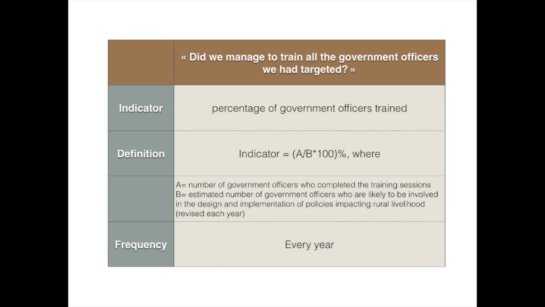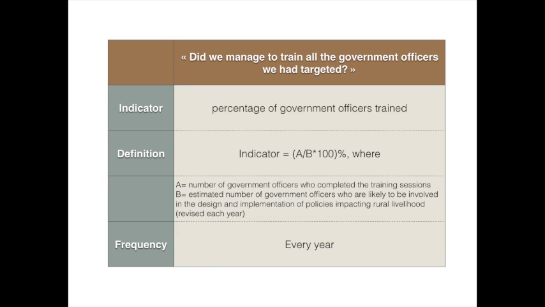The first thing that you will notice is that every indicator is answering an M&E question. So in this case, did we manage to train all the government officers we had targeted? This is very important because an indicator by itself is not useful for the M&E system. It's only useful if it's answering a need for information that you have. So in this case, I repeat the question we have, did we manage to train all the government officers we had targeted? We would have the indicator, and it's the percentage of government officers trained.